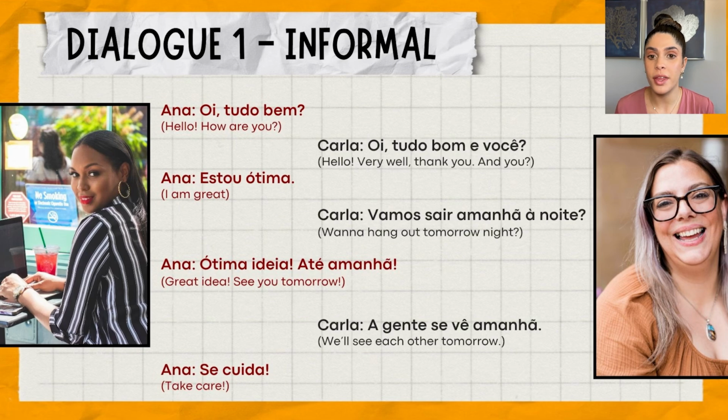Let's practice with those dialogues. First, I have an informal dialogue. Repeat after me. Oi, tudo bem? Oi, tudo bom e você? Estou ótima. Vamos sair amanhã à noite? Wanna hang out tomorrow night? We have extra vocabulary here. Ótima ideia. Great idea. Até amanhã. See you tomorrow. If you just want to ask someone, wanna hang out, you can simply say, vamos sair? And then you say the place, right? But we are gonna learn that later.